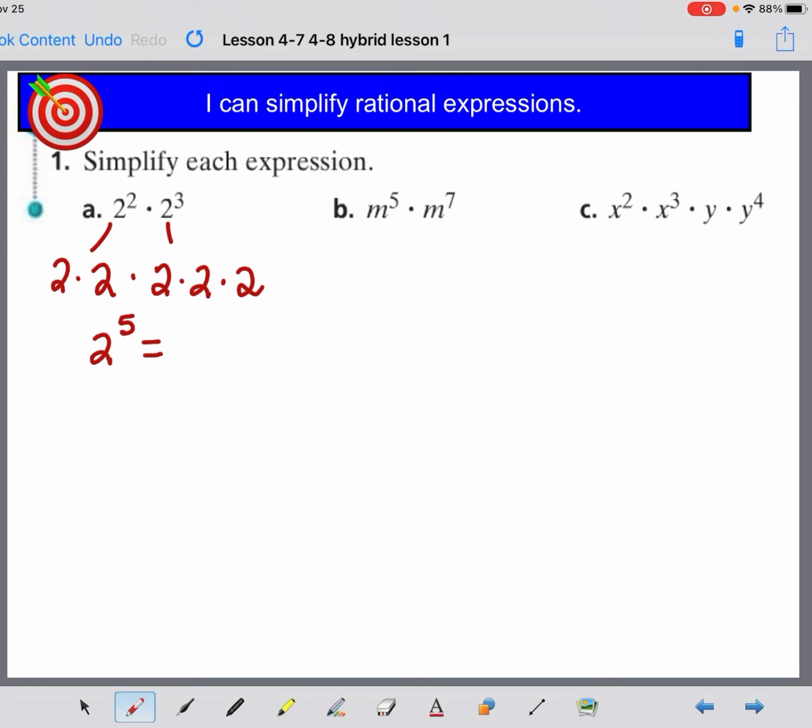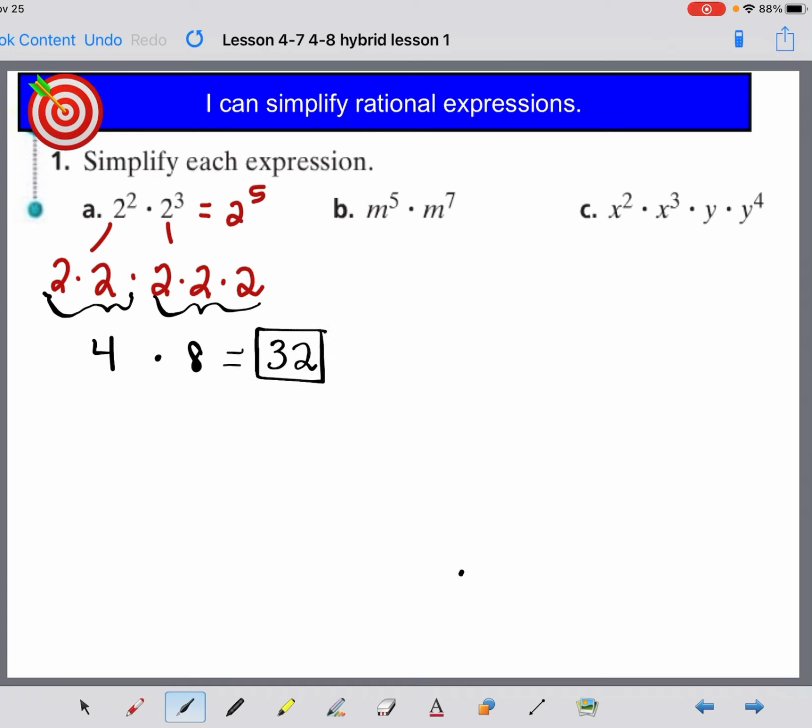Well, 2 to the fifth power is, some people like to think of this and chunk it. Like they might know that 2 to the second power is 4, and they might know that 2 to the third power is 8. 4 times 8 gives me 32. Remember, you can group in any order you want because of the associative property.